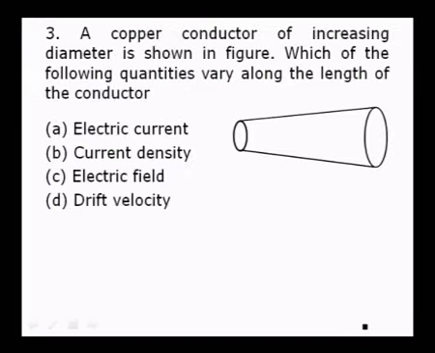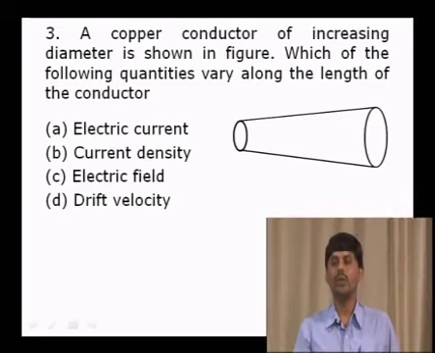Question number 3. A copper conductor of increasing diameter is shown in the figure. Which of the following quantities vary along with the length of the conductor? Okay. Here the diagram provided shows a variable cross sectional area.